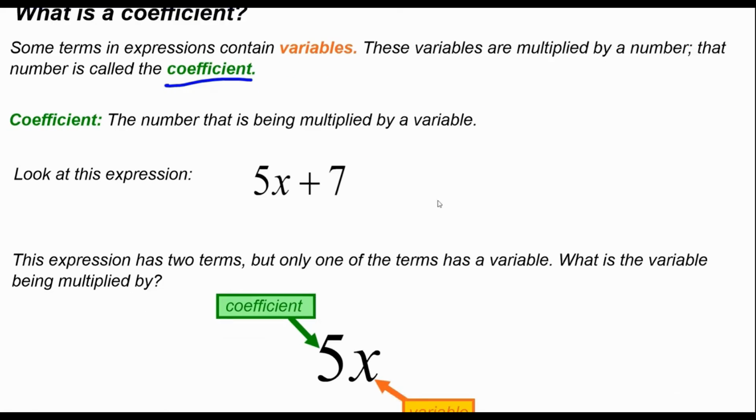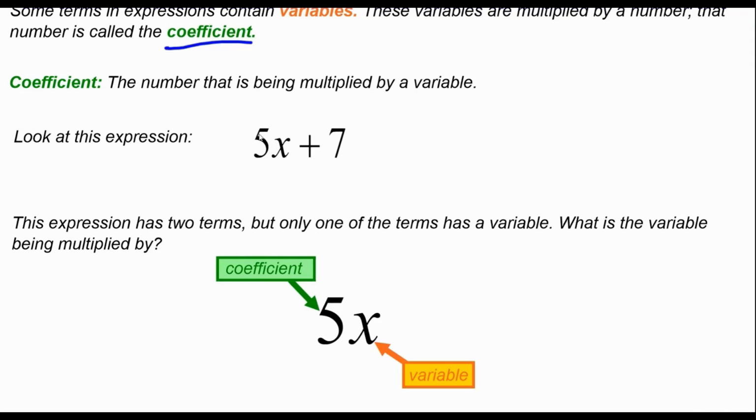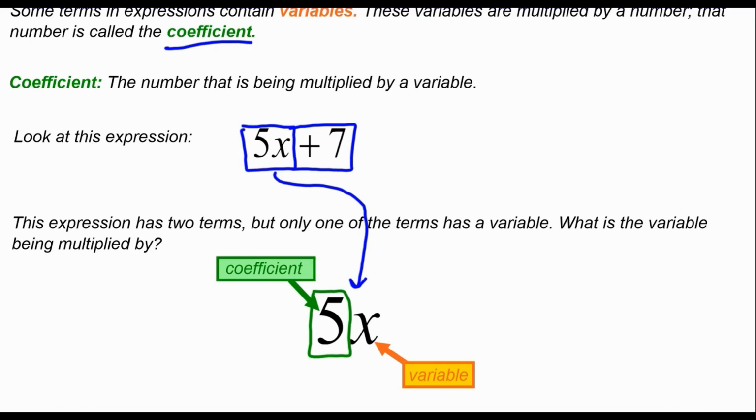Let's look at this expression here, 5x plus 7. This expression has two terms, 5x and 7. Only one of the terms contains a variable, and only terms that contain variables have coefficients. So I'm going to look at that one in a little more detail. What is the variable being multiplied? x is being multiplied by 5. So 5 is the coefficient. We say 5 is the coefficient in that term and x is the variable. So 5 is the coefficient.